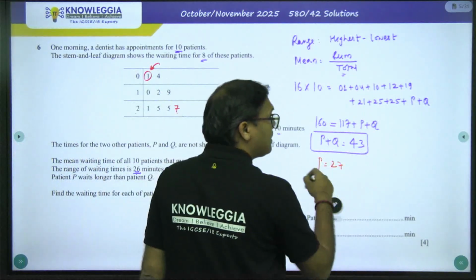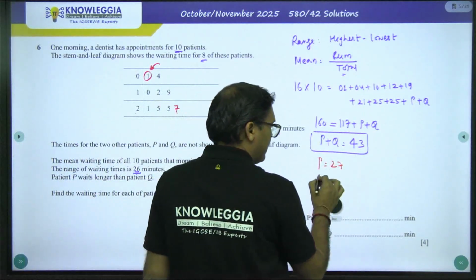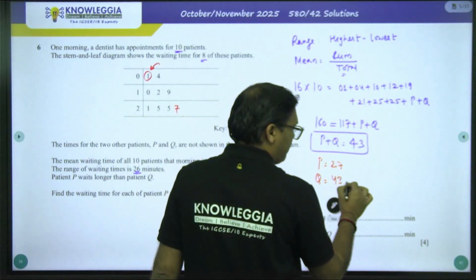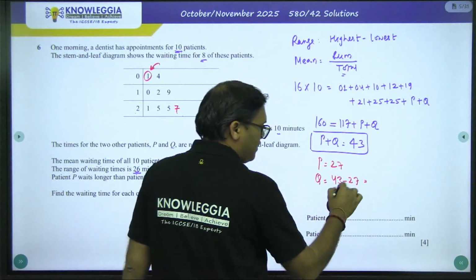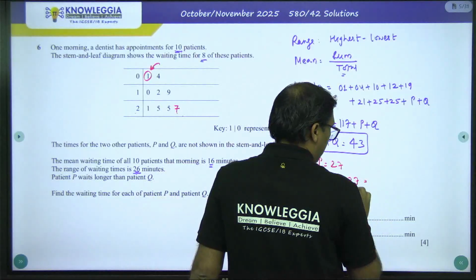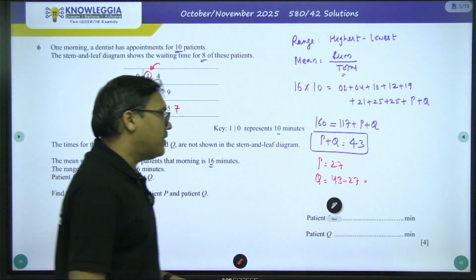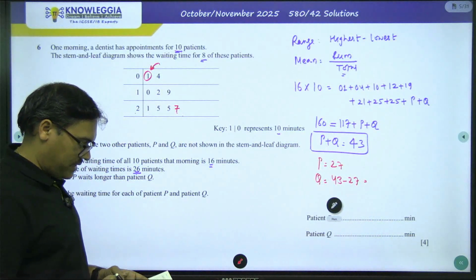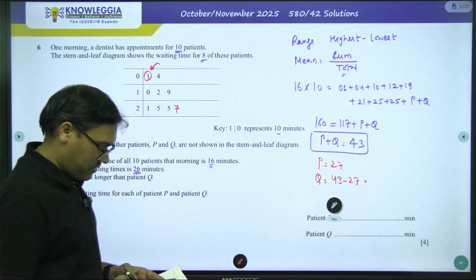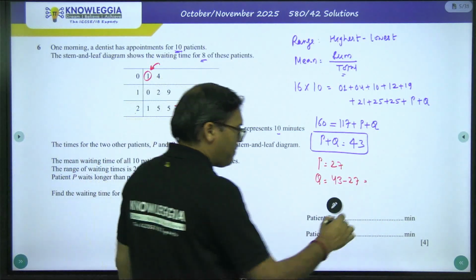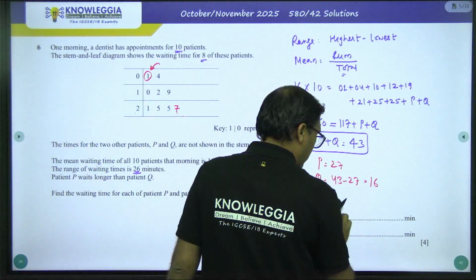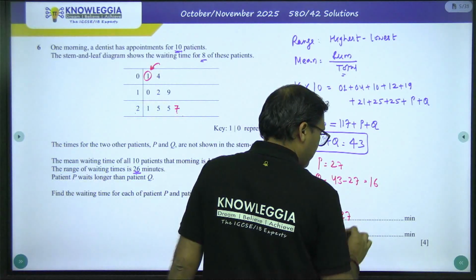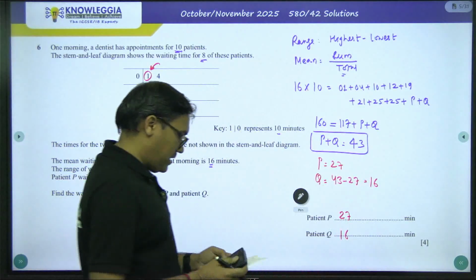If the waiting time of P is 27, what is the waiting time of Q? This is 43 minus 27. This is 16, right? So what is the answer? The waiting times are 27 minutes and 16 minutes. So let's check the answer.